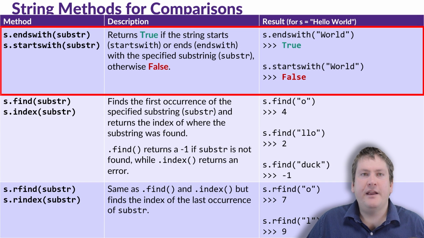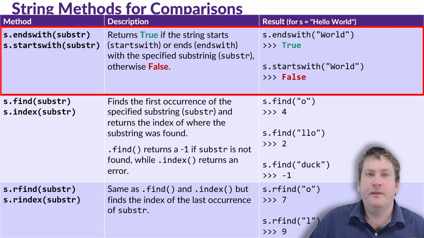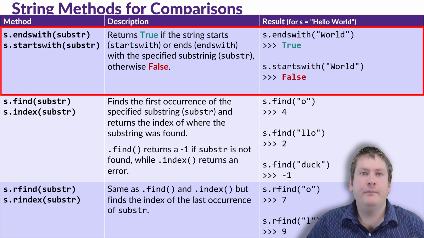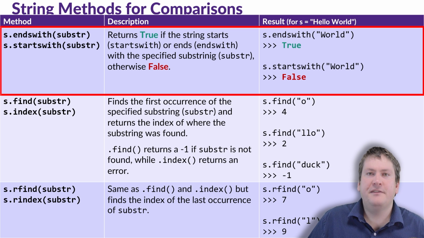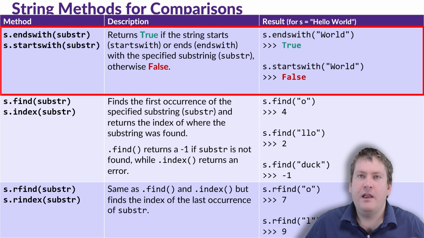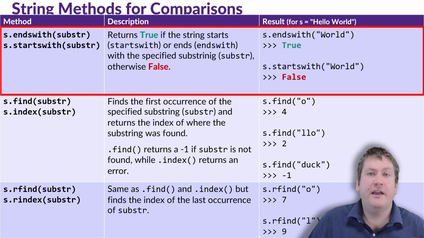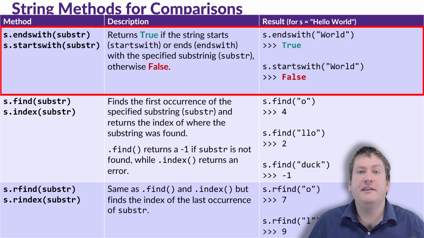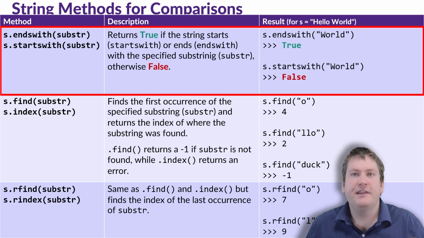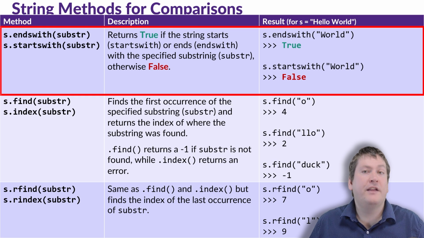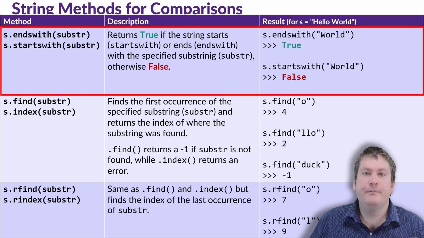The first ones are endswith and startswith. These methods both take a substring, which is another string, and they return true if a string starts with or ends with the provided string. So in this example here in the results column, we're going to assume s is equal to the string "hello world." If we said s.endswith("world"), it would return true because it detects that "world" is at the end of that string. If it was "hello world!", this would return false because it would be slightly different. Then the second example is for the startswith method.